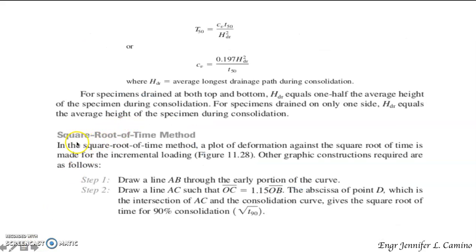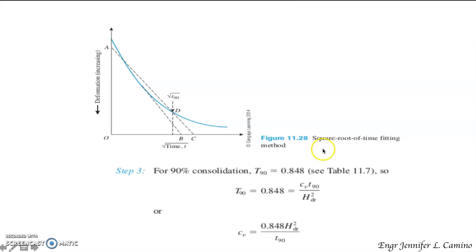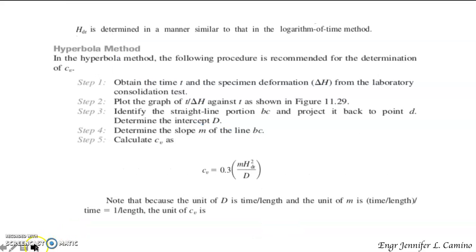And the square root of time method: this is the procedure in obtaining the figure using the square root of time method to determine our coefficient of consolidation. This is now the figure showing the square root of time fitting method. H sub dr is determined in a manner similar to that of the logarithm of time method.